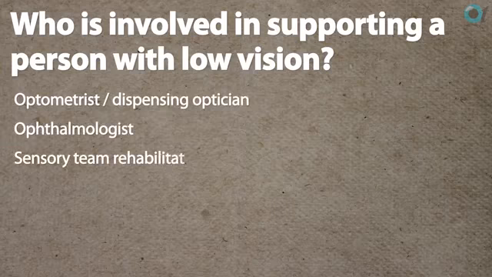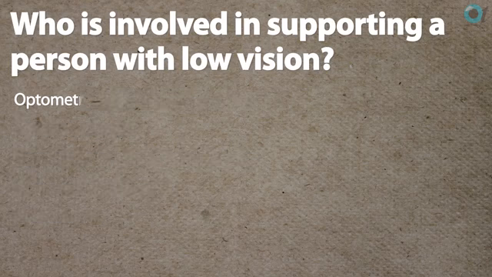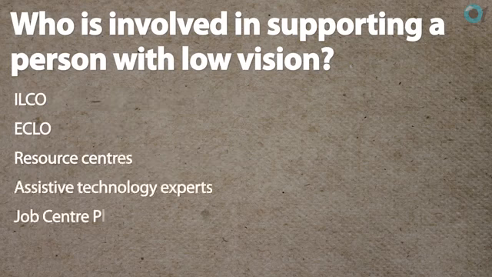These are just some of the professionals that can be involved in the pathway, some of whom you'll be very familiar with, such as optometrists, ophthalmologists, orthoptists. Some, however, you may be less familiar with, such as the ECLOs. This stands for Eye Clinic Liaison Officers. They're often based within hospitals, and they're first port of call for patients that have been diagnosed with sight loss. They signpost patients to other services and facilitate them accessing the right services at the right moment.